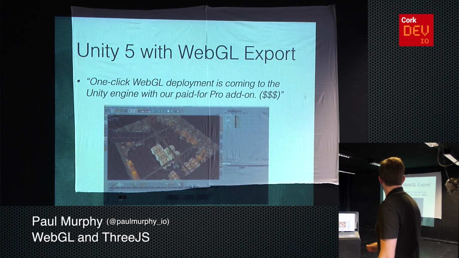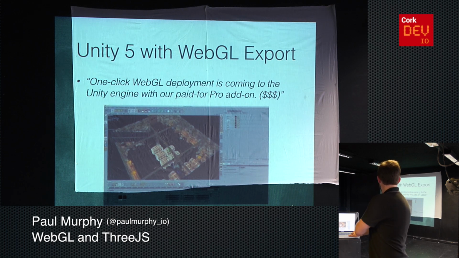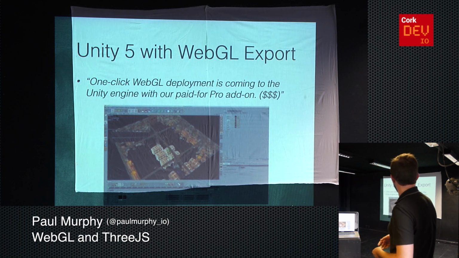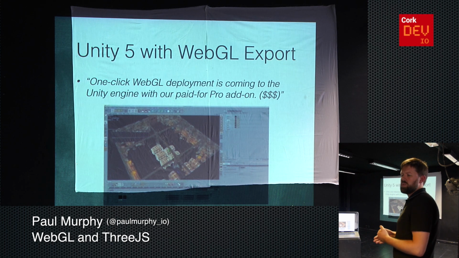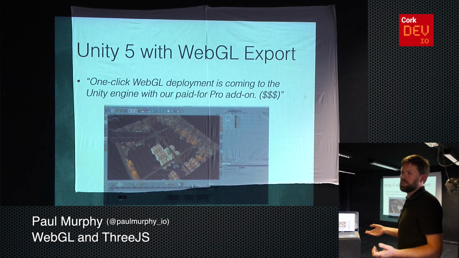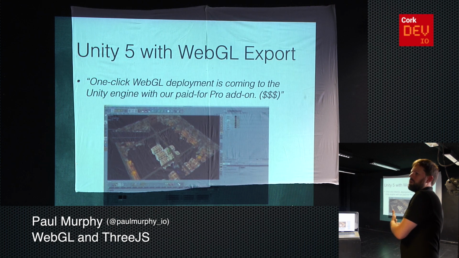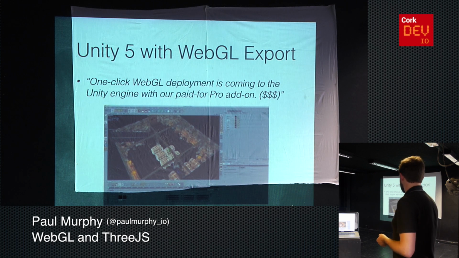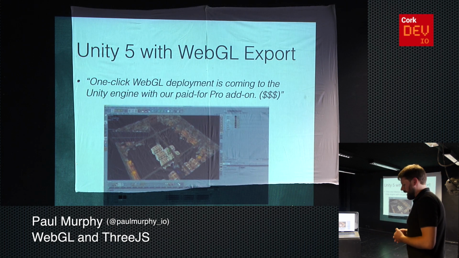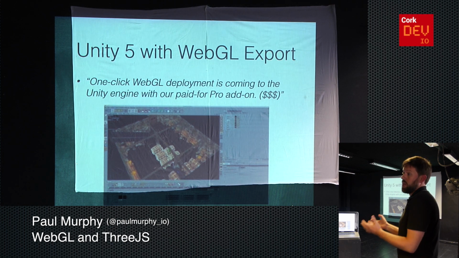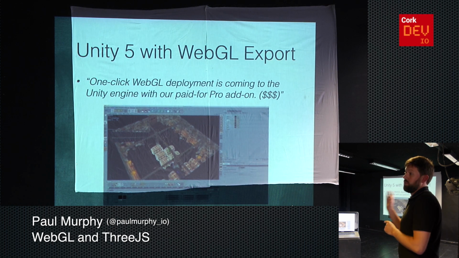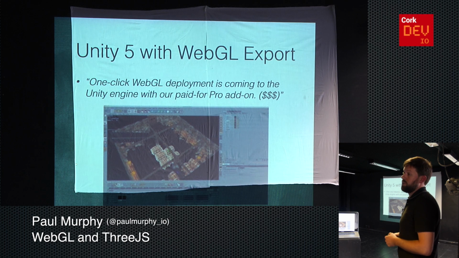And as I said, Unity 5 will have WebGL Export. The interesting thing about it is it's quite expensive. It's about 1,500 euros per year. So I suppose if you have a business case for it, this might be a better option, in that the Unity engine and the tools it provides are excellent. You can produce a game extremely quickly with these tools. And it's also cross-platform. It can do native Android, native iOS, and desktop as well.